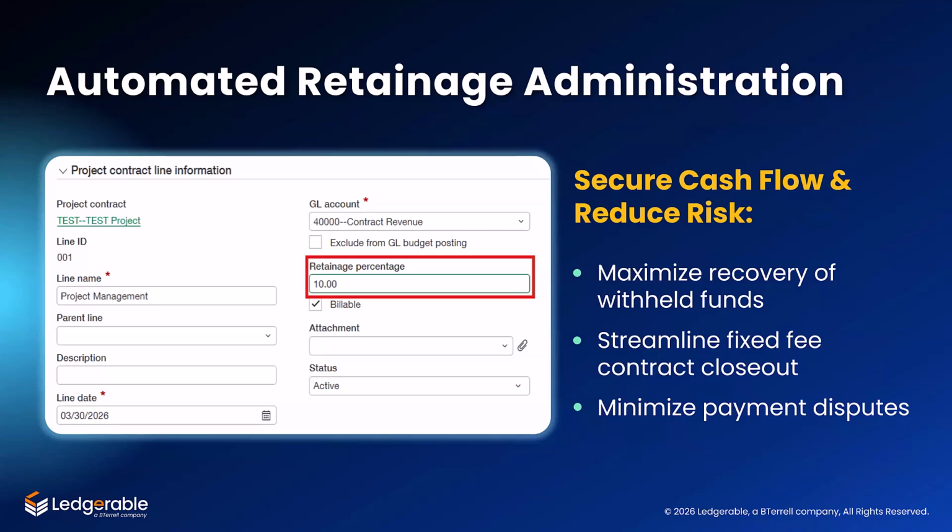In Sage Intacct, retainage is handled automatically as part of billing. The system calculates retainage based on the contract setup, tracks it throughout the project, and allows you to release it through a separate billing when needed. And this helps you maximize recovery of withheld funds, streamline contract closeout, and ultimately reduce payment disputes and improve cash flow.